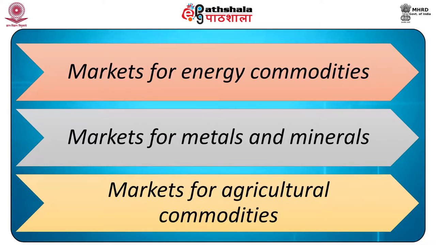Markets for agricultural commodities. These commodities are classified as grains, edible oils and sugars, fibers, tropical commodities and other agricultural commodities. The spot markets for these commodities are generally located in the areas where they are produced.